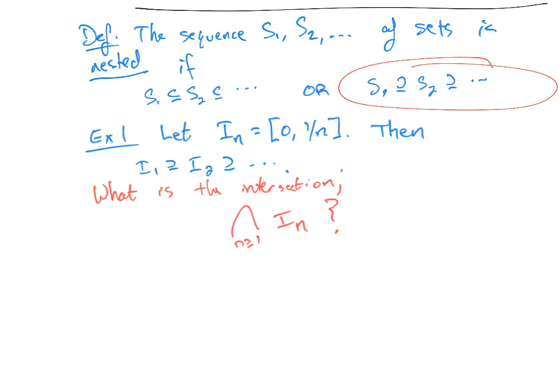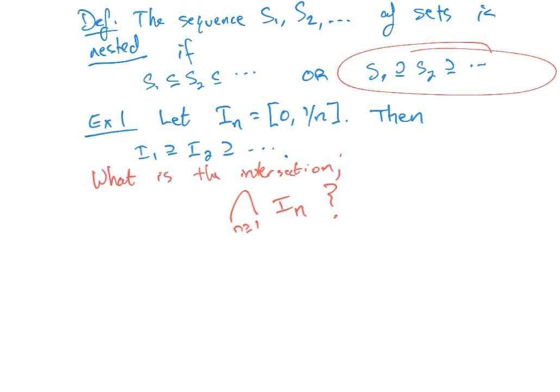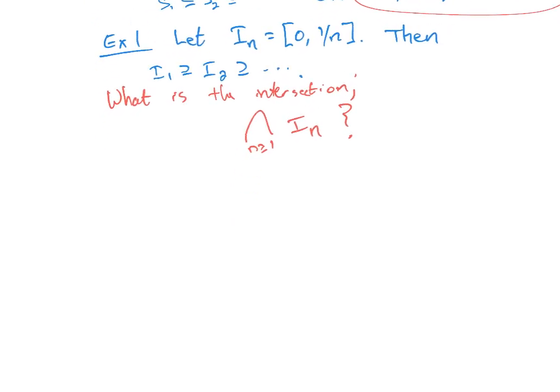Well, volunteers? 0. Yeah, the set consisting of 0. Yep, there's just one point in there. So we claim that this intersection, and we don't need these I_n hanging around, is just the set {0}. We're trying to prove a set equality, so we're going to have to prove both directions here.